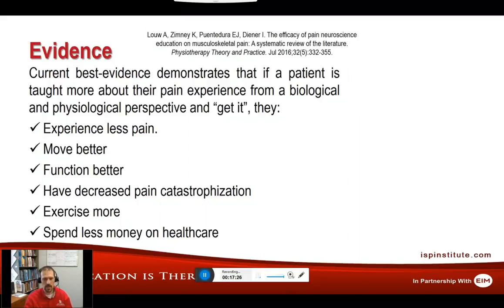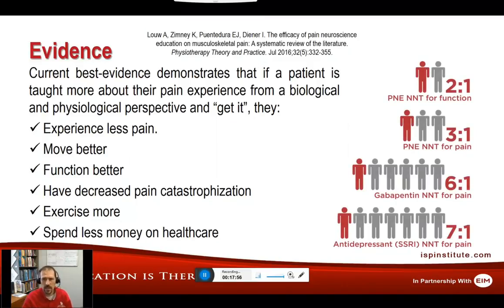We looked at the 13 different RCTs that were out there, and what we found is that when we truly teach and get patients to understand pain from this neurobiological, physiological perspective, and they truly understand it, they actually experience less pain. They function and they move better. They have less fear and catastrophization. They start to exercise. They do more, and they spend less money on healthcare. They become more self-efficacious. They're able to take care of things on their own.